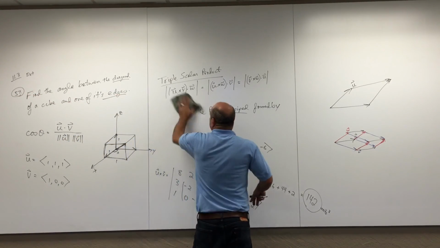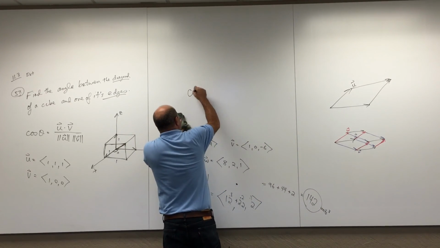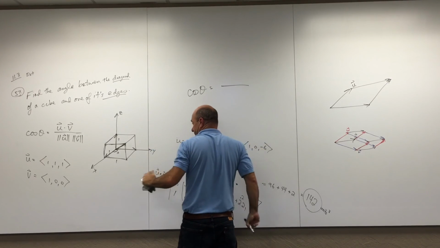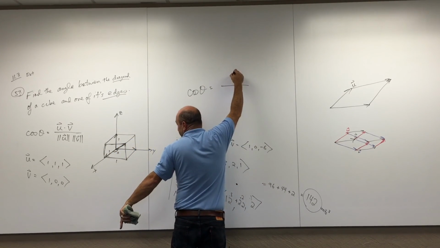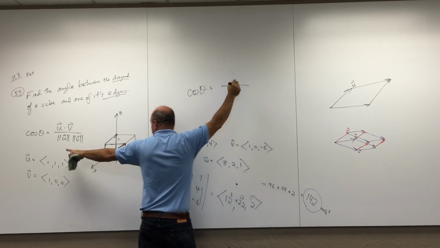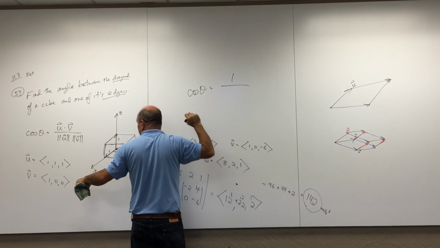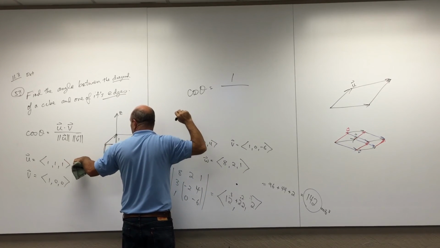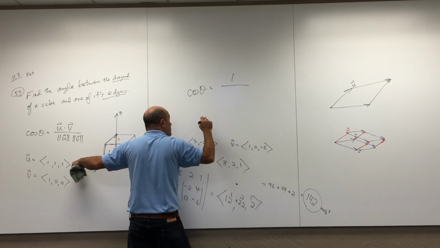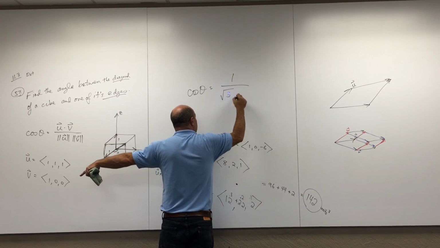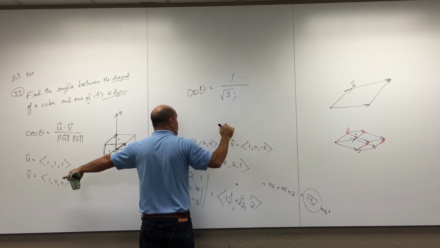The cosine of the angle is the dot product over the magnitude of each. The dot product is so easy. What's the dot product? That's just 1. Then 1 over the magnitude of this one. What is the magnitude? Square root of 3. Good: 1 squared plus 1 squared plus 1 squared, square root of 3. That's multiplied by the magnitude of the other one, which is 1.